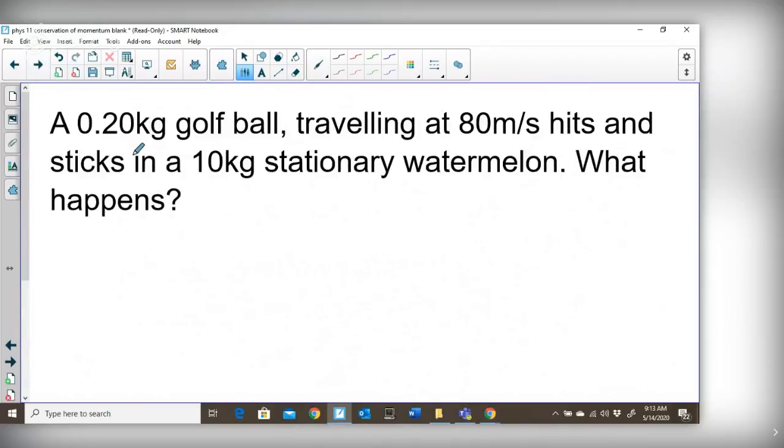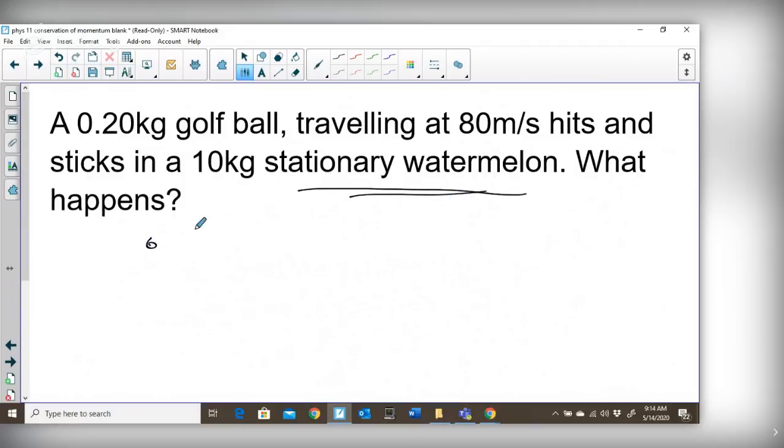All right, here we have a 0.2 kilogram golf ball shot at 80 meters per second. That's pretty fast. And sticks into a 10 kilogram stationary watermelon. I think this would be cool to do. How many times would you have to do it before you actually hit the watermelon? How far is the watermelon going to be? Who is going to get hurt?